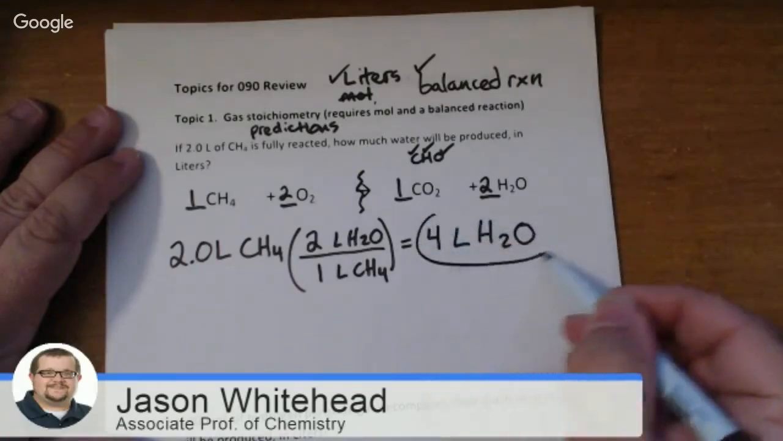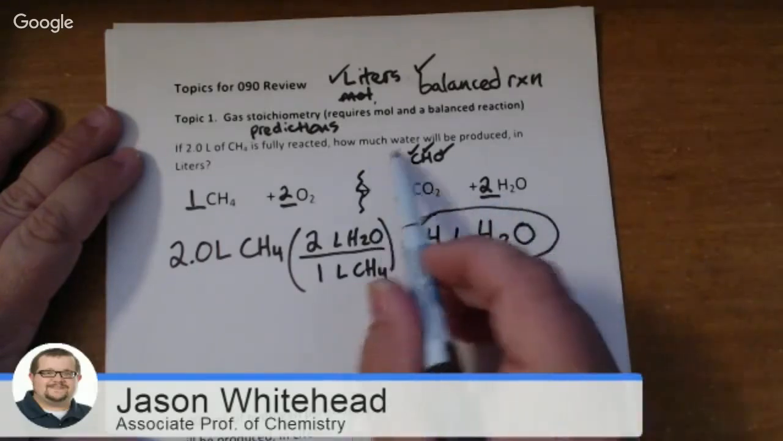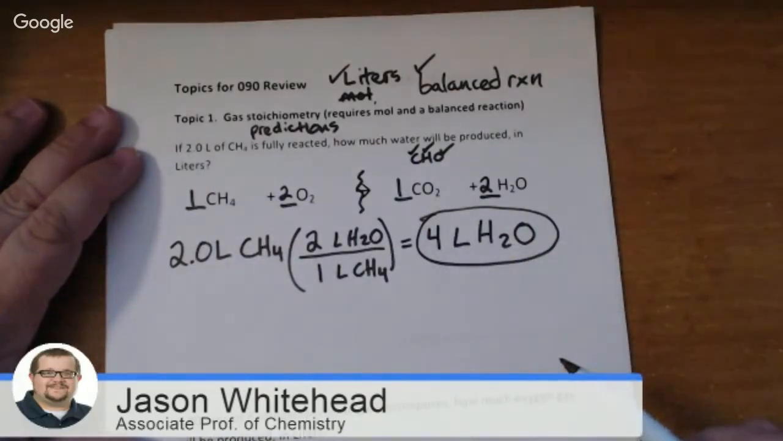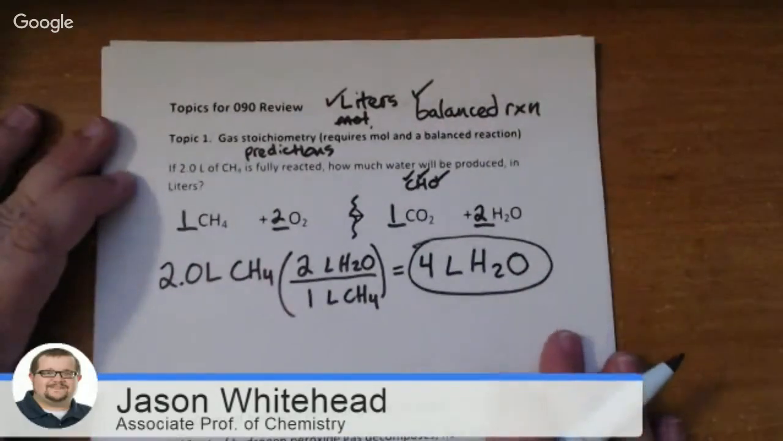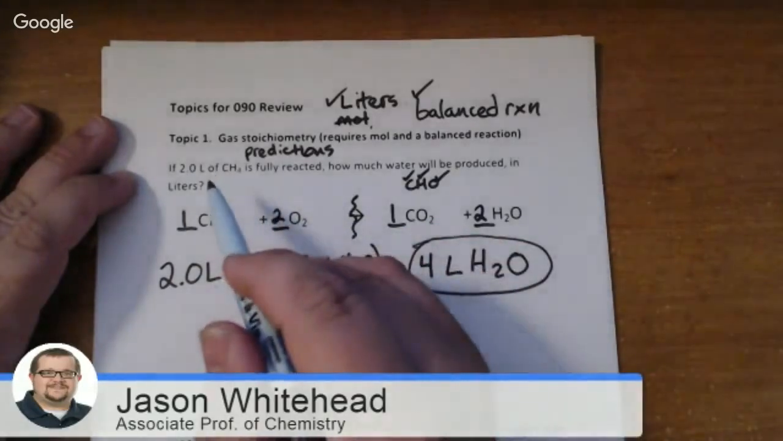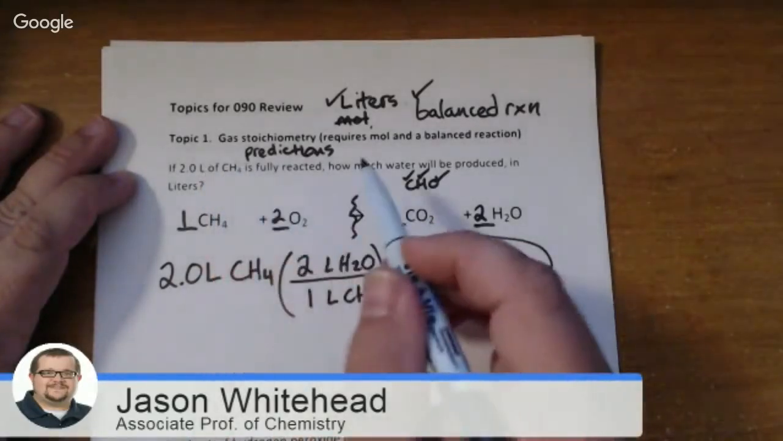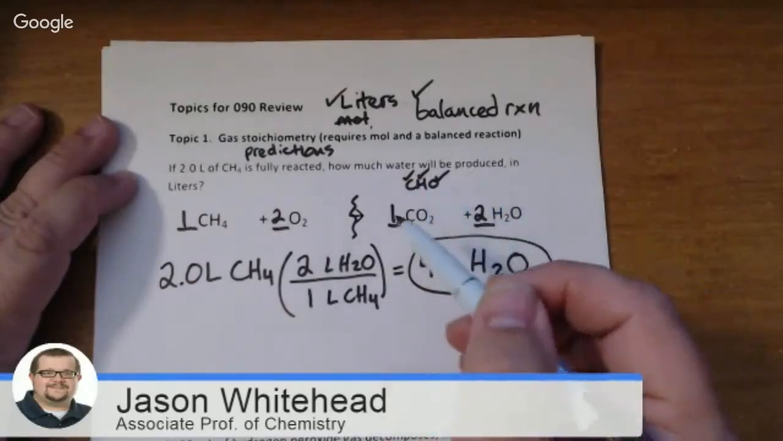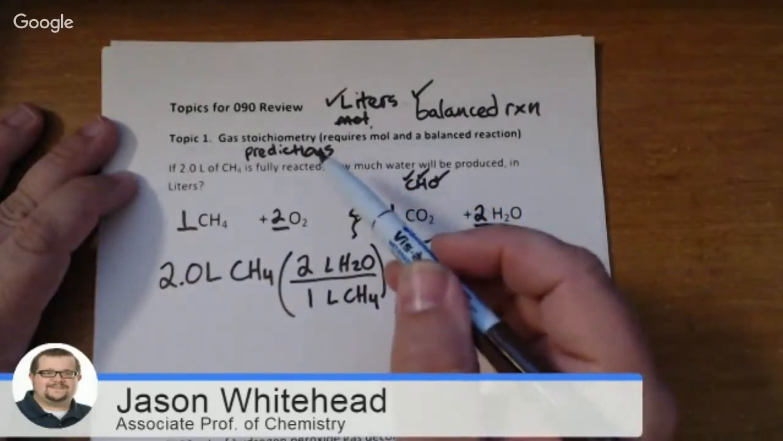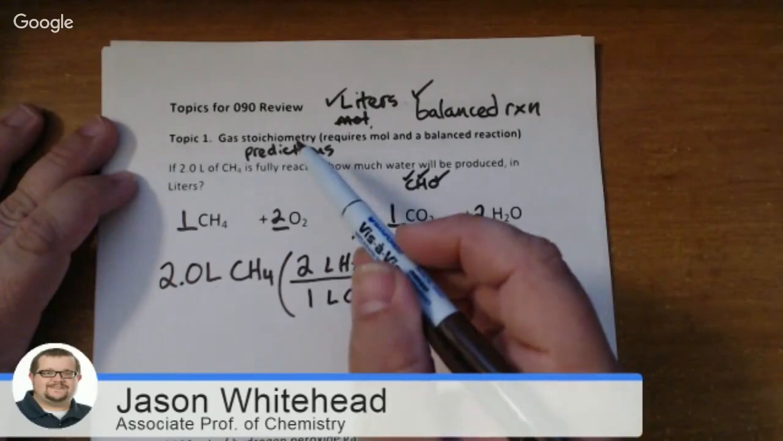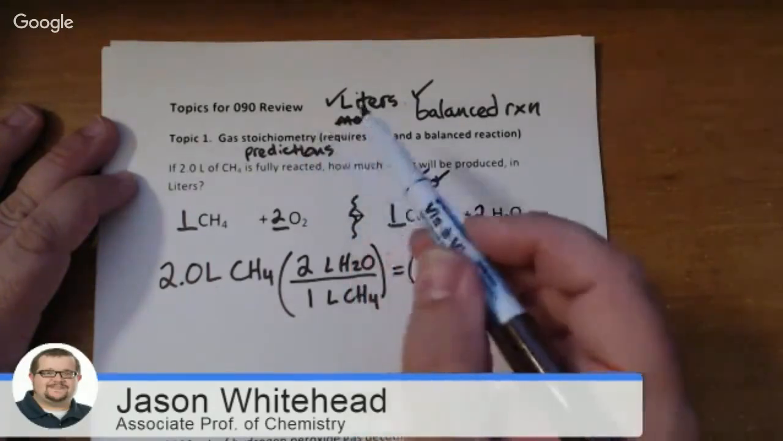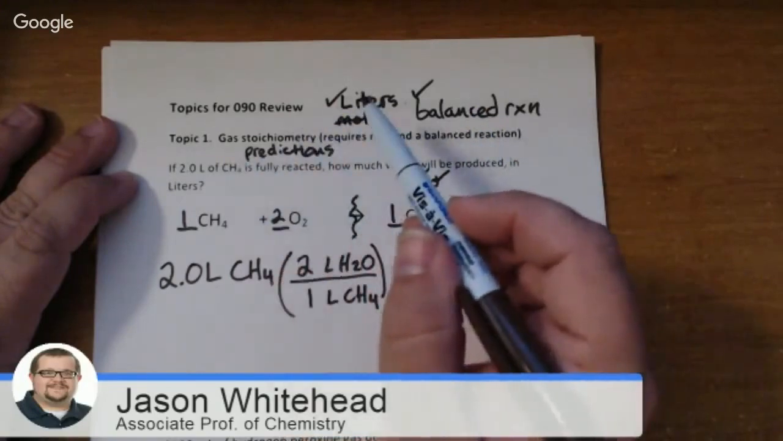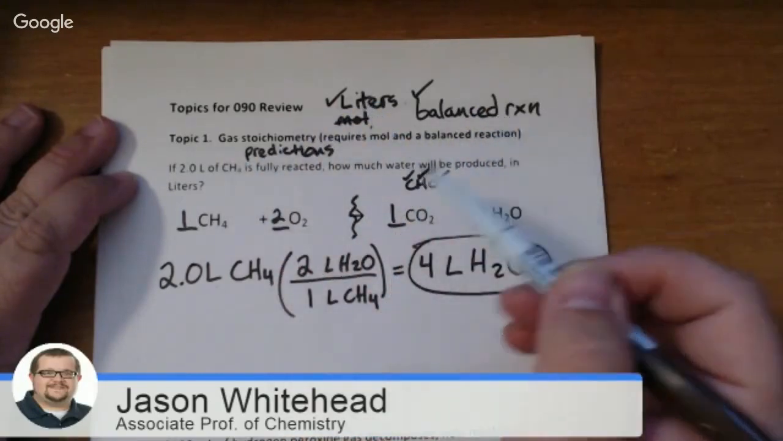That would be our final answer, because the question asked for water in liters, and that's what we finished with. So backing up just a few key steps, if we have a problem that's asking us to predict how much will be produced, how much will be used, how much will be consumed, it's all about predictions. That tells us stoichiometry. For gas stoichiometry, we had to have liters and a balanced reaction. The problem gave us liters, but we had to go in and balance the reaction.